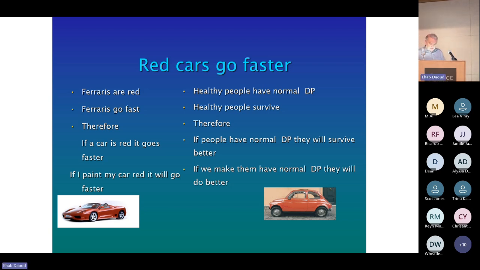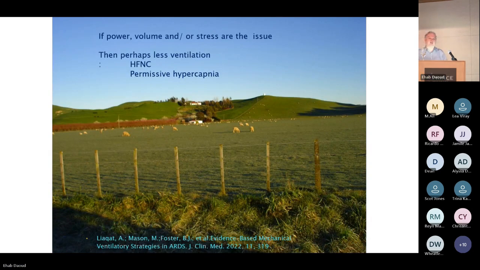We say things like, healthy people have normal driving pressure. Healthy people survive. Therefore, if a person has a normal driving pressure, they will survive. Therefore, if I lower driving pressure, I'll make them survive. Not necessarily; it's an association. So power and volume stress are a problem. Perhaps we should talk more specifically about avoiding hypocapnia and hyperventilation.